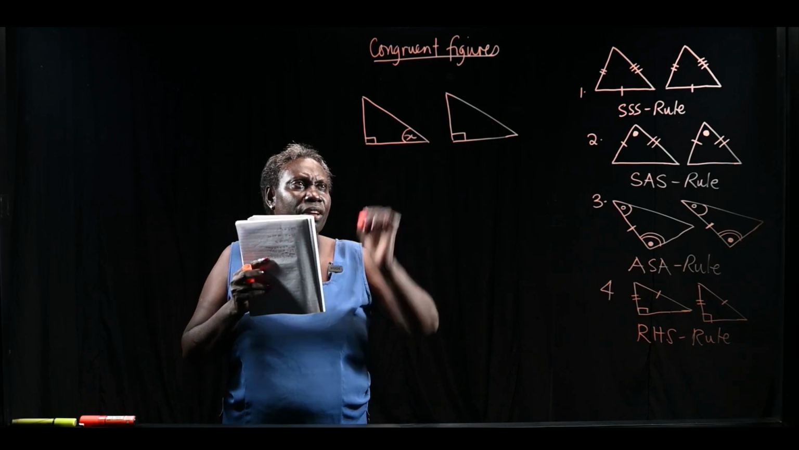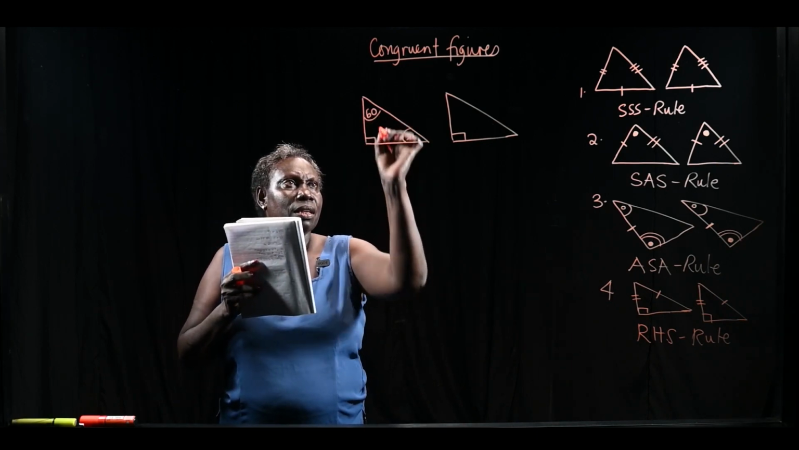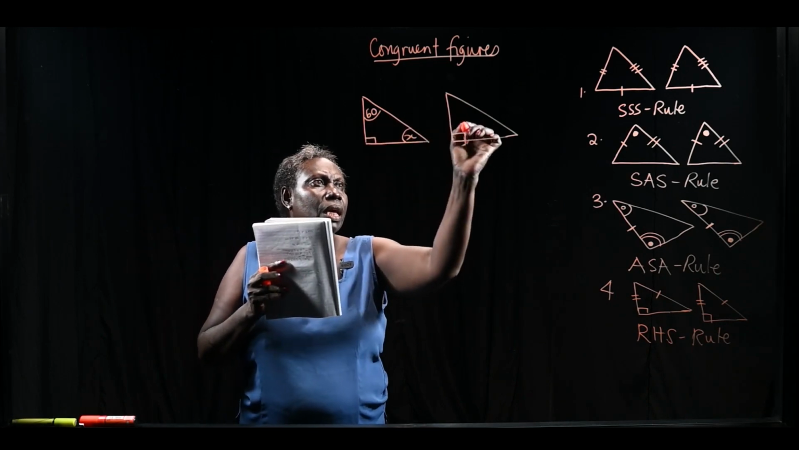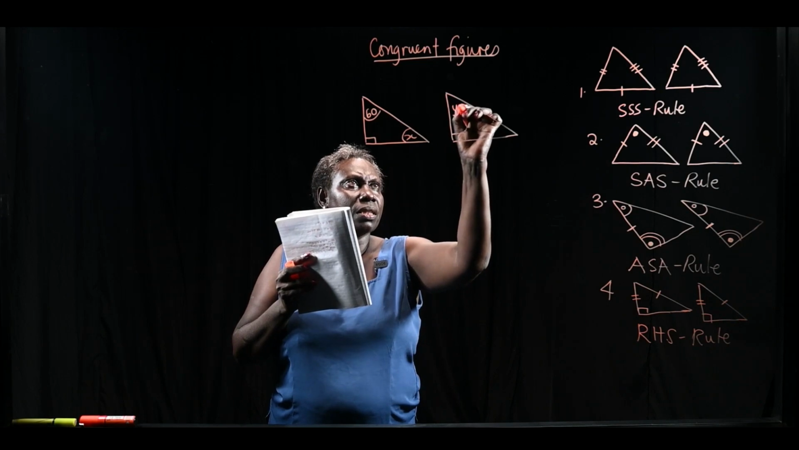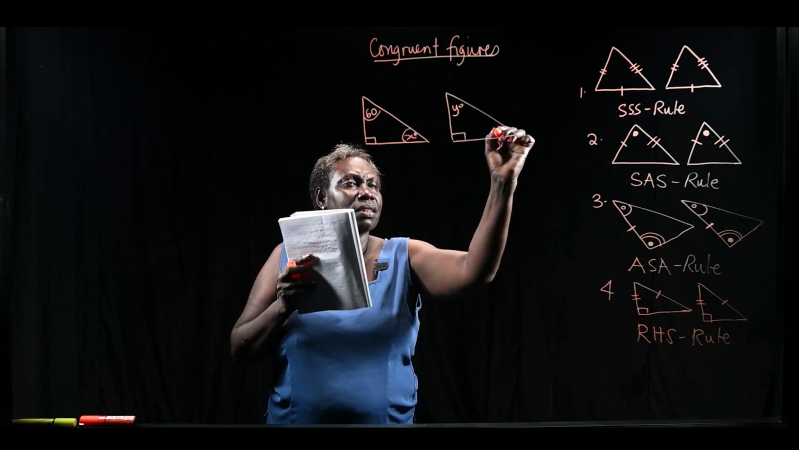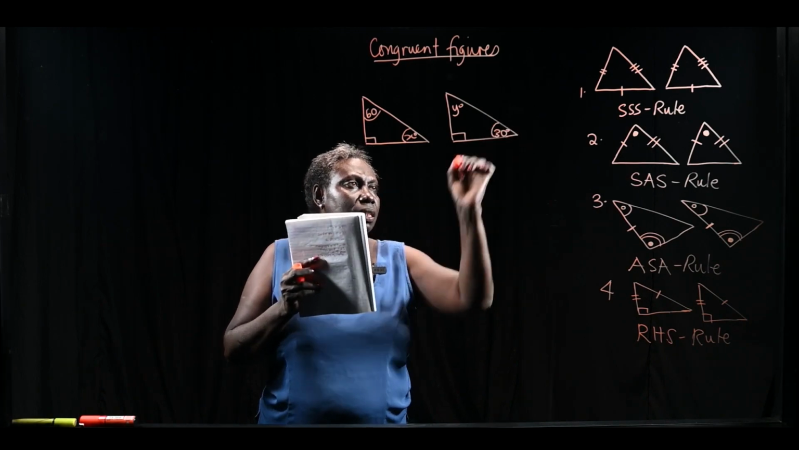We do not know what the value of this is. This angle here at the top is 60 degrees. And this angle here is y degrees. We know that this angle here is 30 degrees. The value of this is given.